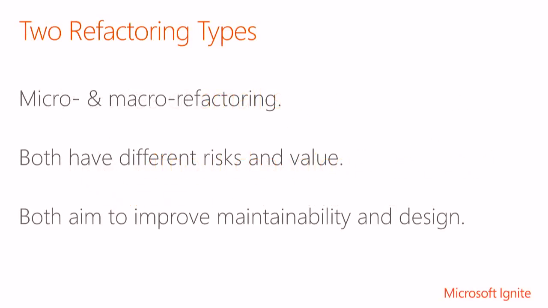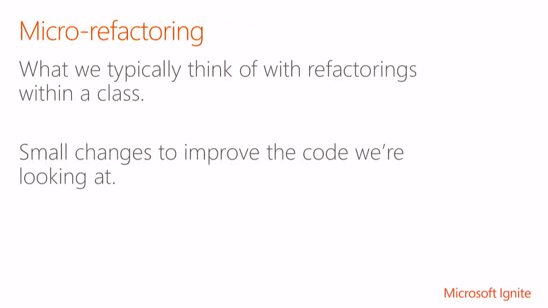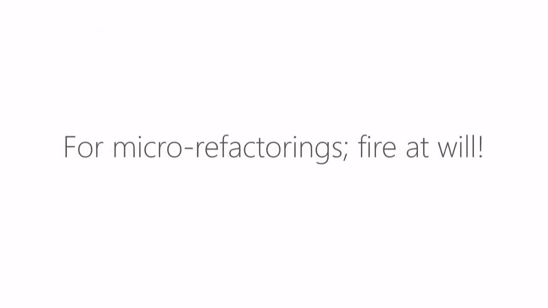And he tends to talk about this in 2 forms, micro and macro refactoring. The micro refactoring obviously is small changes. So we're looking at stuff like this. What we typically talk about when we're saying extract method, for example, that sort of thing, or introduce parameter or something like that. Small change to improve the code we're looking at. For those things, go nuts. Do them as much as you want. No problem at all, as long as you're not changing the behavior of the existing code.